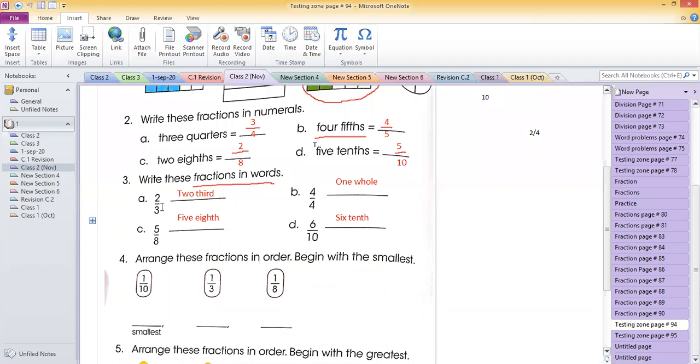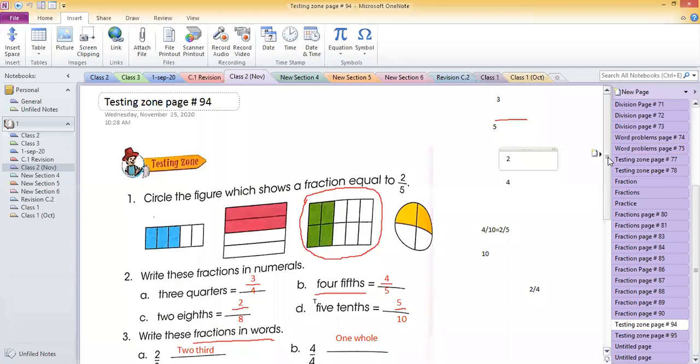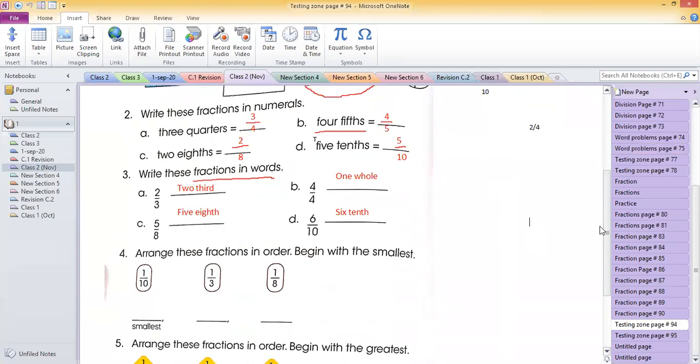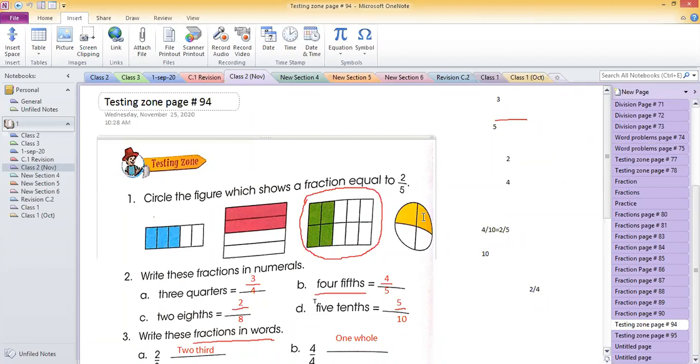Okay. Guys, this is page number 94, Testing Zone, page number 94. It's written here also. You can check, it's written here also. Page number 94. All right, guys.